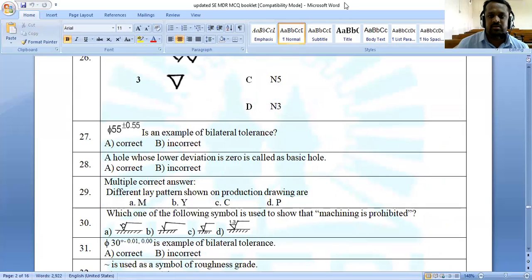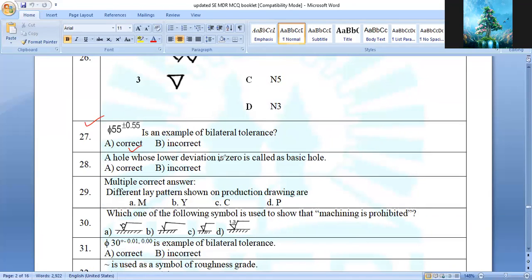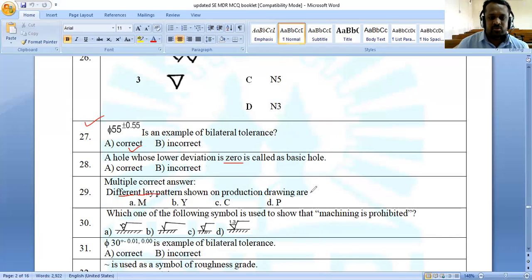Then next question, 27. Please faster. It is correct or wrong? Correct. A hole whose lower deviation is 0. Again, same question. And a different lay pattern shown on the production drawing is a different direction of lay. Which letter is there? Same. Yes, multi-direction. Then machining is prohibited. Then bilateral.